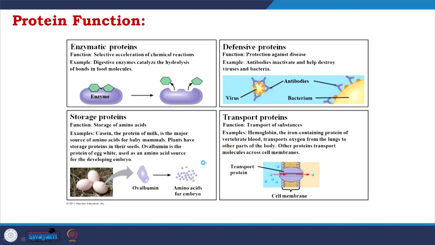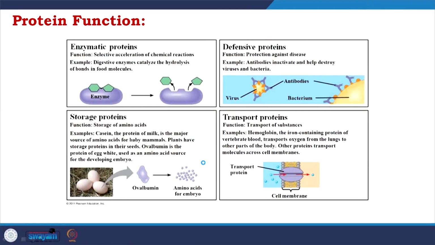Transport proteins, hemoglobin. People have studied myoglobin and hemoglobin in more detail. They are the proteins which were crystallized at the initial stage and we got their structure, and they have developed as a model for many things, like hemoglobin, how it forms its oligomers, the tetramers and all. So hemoglobin is the iron containing protein of vertebrate blood, transporting oxygen from the lungs to other parts of the body. Other proteins transport molecules across cell membranes.